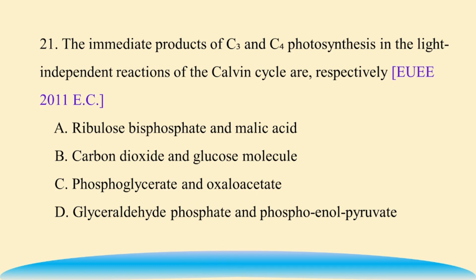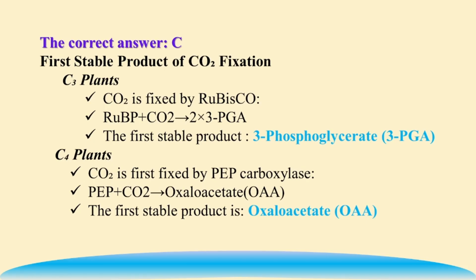The correct answer is C. In C3 plants, carbon dioxide combines with RuBP to form phosphoglycerate. In C4 plants, carbon dioxide first combines with phosphoenol pyruvate to form oxaloacetate.